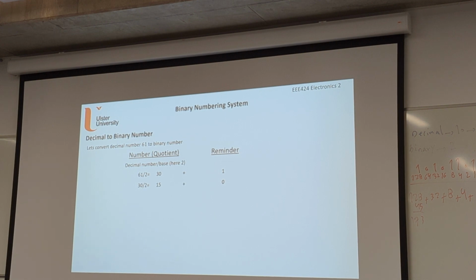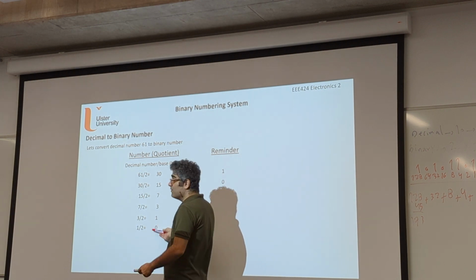It would be 15 plus 0. Then 15 over 2, 7 plus 1. Then 7 over 2, 3 plus 1. Then 3 over 2, 1 plus 1. Then 1 over 2, 0 plus 1. Here we stop. When our quotient would be 0, we stop.